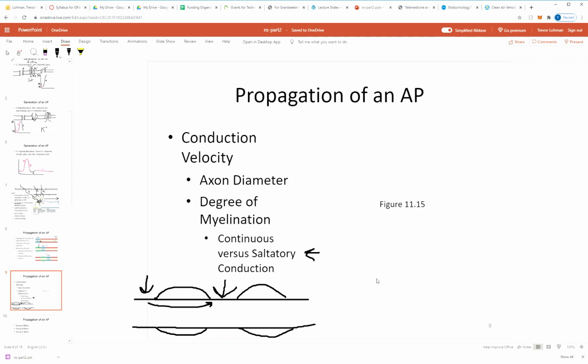So it's just a quicker style of propagation. The fastest axon is going to be a thick, heavily myelinated axon. And we see those in motor neurons and sensory neurons, where if you hear a rattlesnake or see a rattlesnake, you want to be able to move quickly or move your foot.